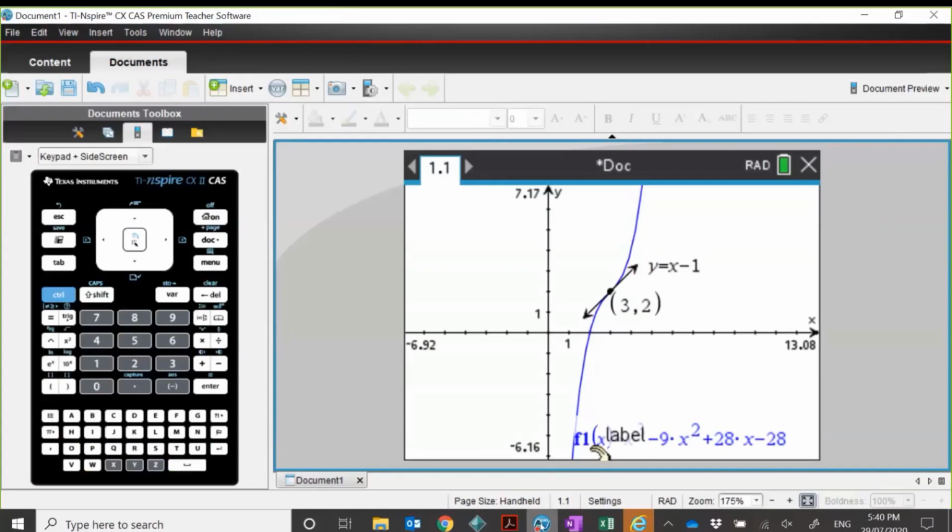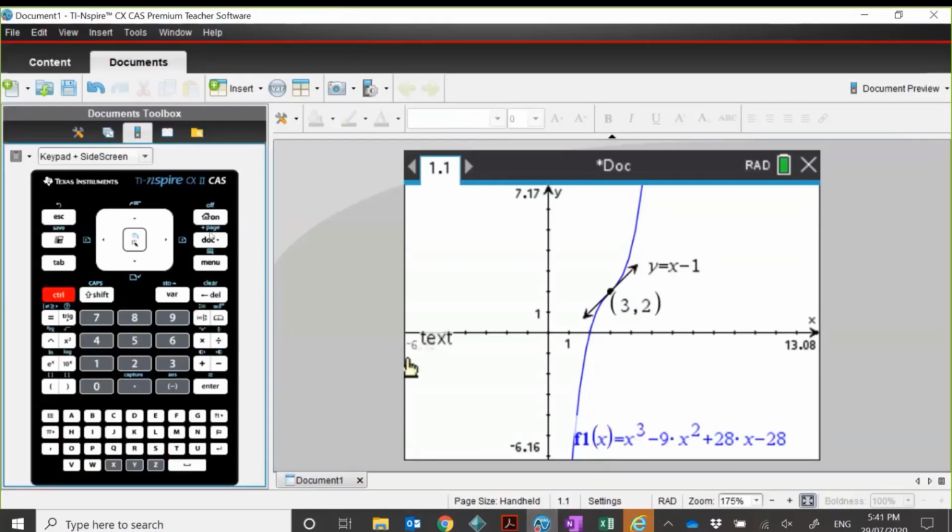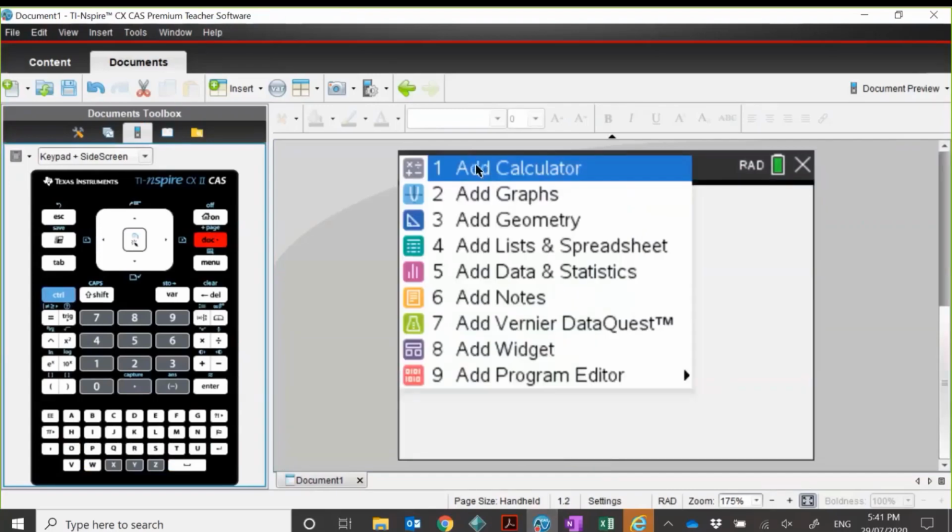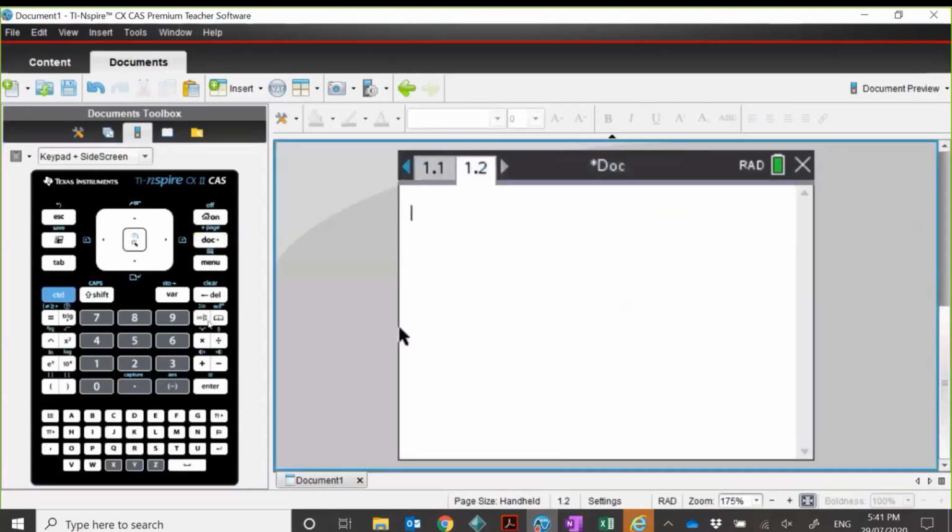If we wanted to use some calculus to do that instead, I'm going to add in a new page. I'm going to do the derivative. So I want the derivative with respect to x. Now I don't have to type my function in again. My function is f1. So I can just put in f1. I'm going to do the derivative of f1. I get 3x squared minus 18x plus 28. And now I want to substitute x equals 3 into that expression. So we want x equals 3.